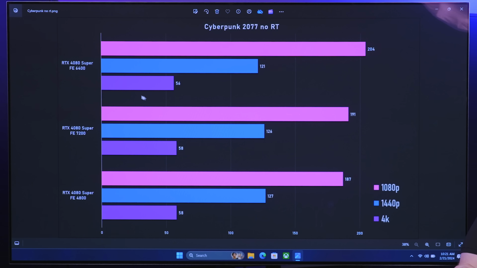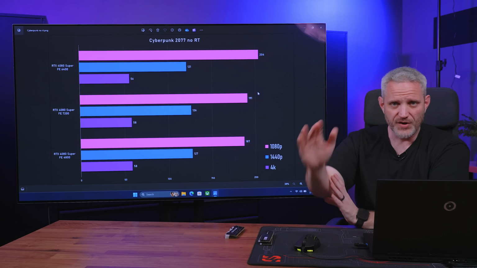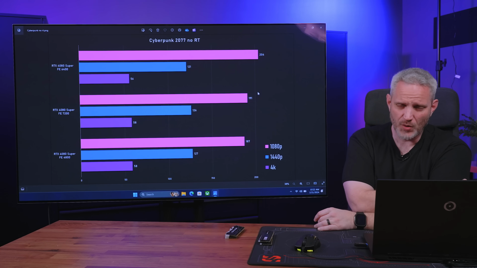But if we look at our 1440p and our 4K numbers, they're actually slower than the 7200 megahertz RAM at 126 and 58. Cyberpunk is another strange title. We can run the test 5 times in a row and get 5 different variants in 1 or 2 FPS performance changes. It's just the way that title is. It's frustrating, but it is just the way it is.